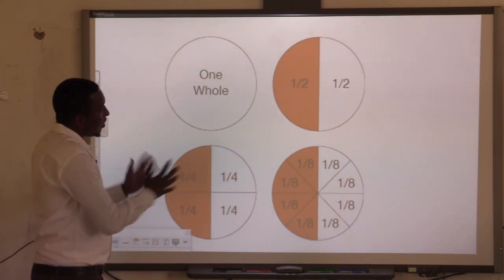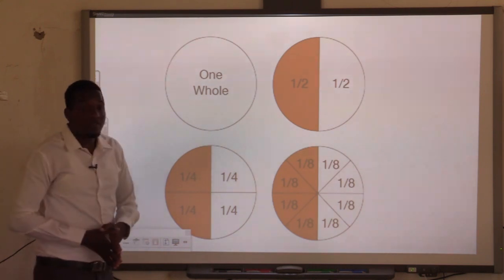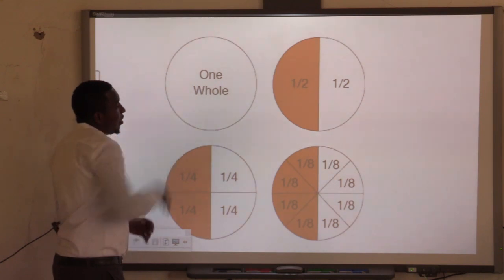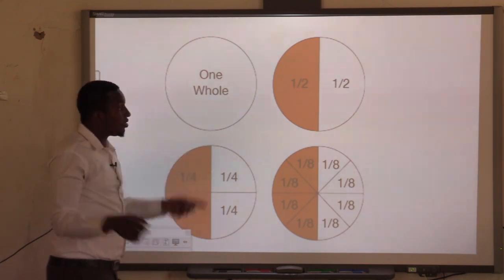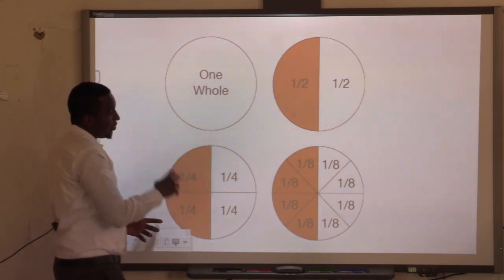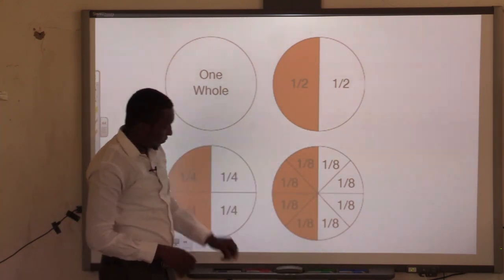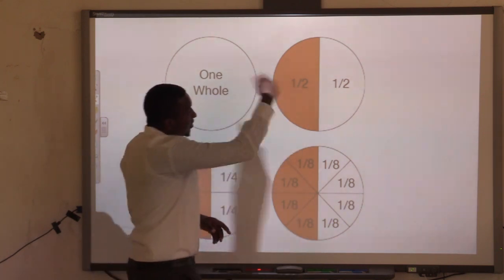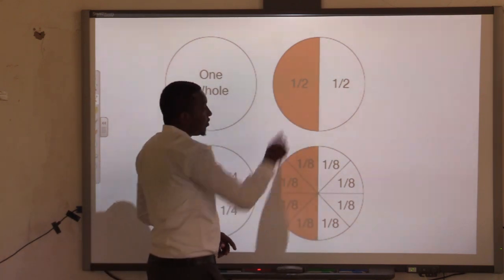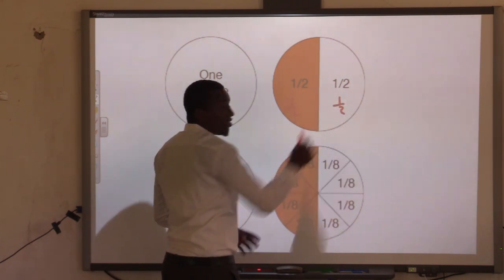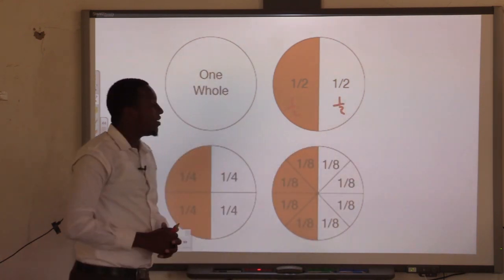Here you are given three pictures. They are all circles, of course. The first one, as you see, is written one whole. We have one complete circle. The same circle is divided in three ways. If you look at the second circle here, the circle is divided into two parts. The first part here we have 1 all over 2. The second part here is 1 over 2, which is referred to as half.